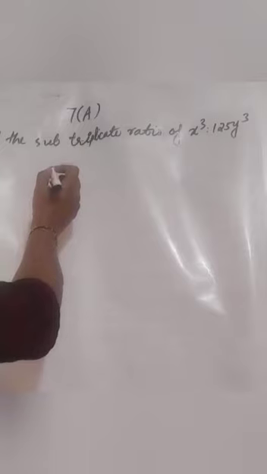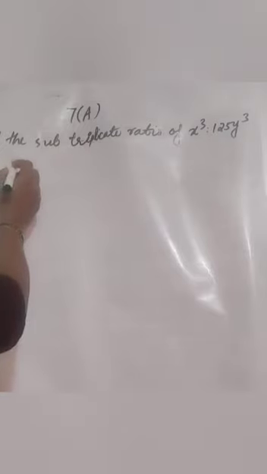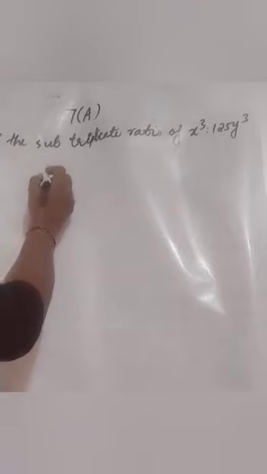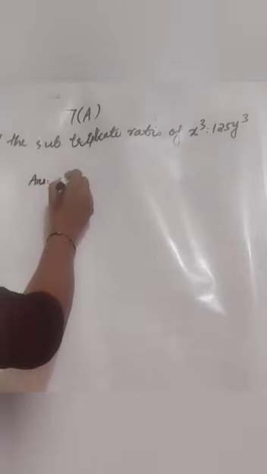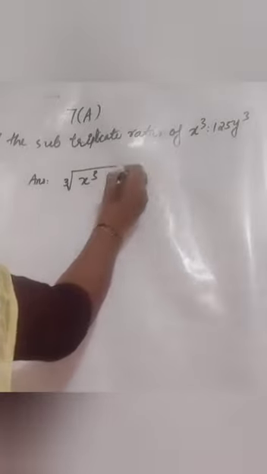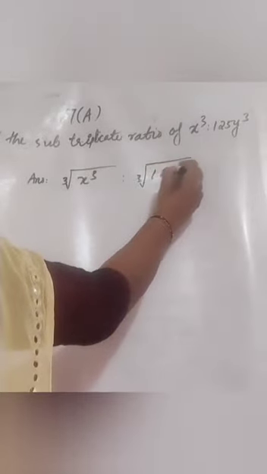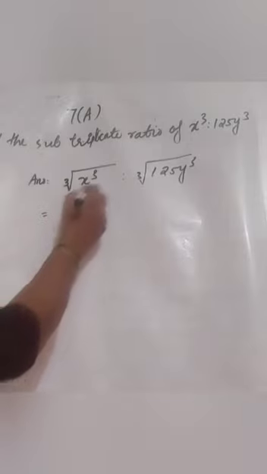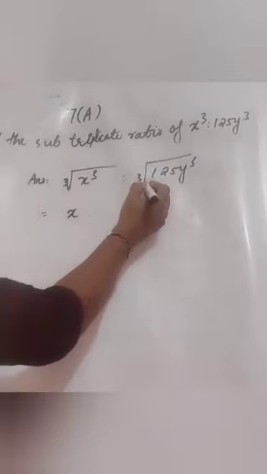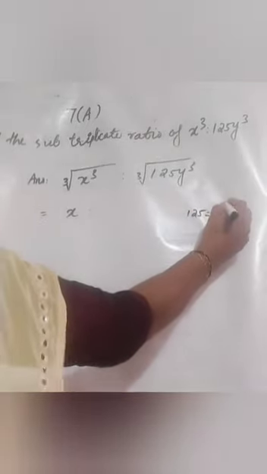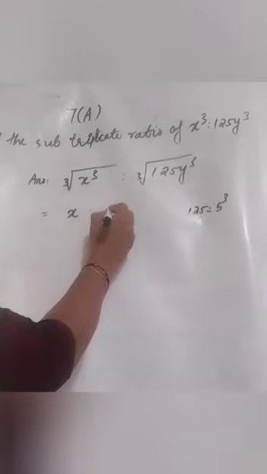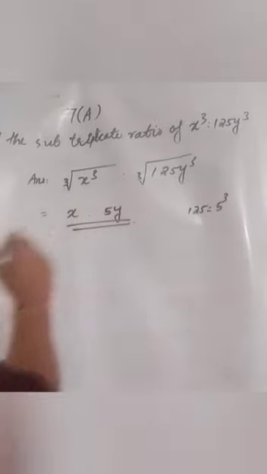Question number 24. Find the subtriplicate ratio of x cube is to 125 y cube, and the first one is homework. How can we find the subtriplicate ratio? Yes, taking the cube root. So cube root of x cube is to cube root of 125 y cube. What is the cube root of x cube? It is x. And what is the cube root of 125 y cube? 125 is the cube of 5, and y cube is the cube of y. So the answer is 5y. x is to 5y is the solution.